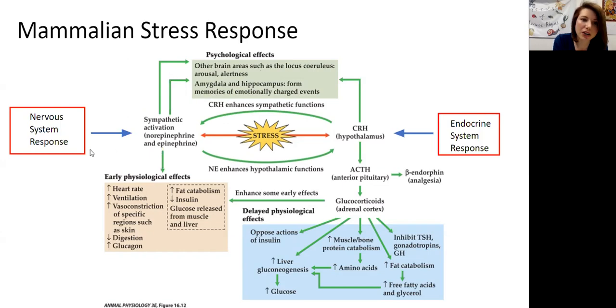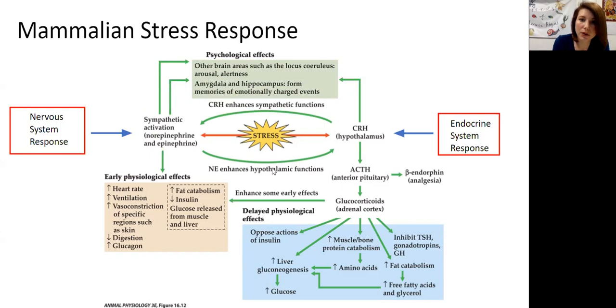And in terms of the physiological effects from this activation of the sympathetic nervous system, you're going to have things like an increase in heart rate, increase in breathing rate, vasoconstriction. That's going to be constriction of the vessels within certain areas of the body, and that's so that you can divert blood to areas that need the blood the most. Decrease in digestion, increase in glucagon here, we're releasing energy from the body, increase in fat catabolism, and a decrease in insulin here because we're actually going to grab stored glucose from muscle and the liver.